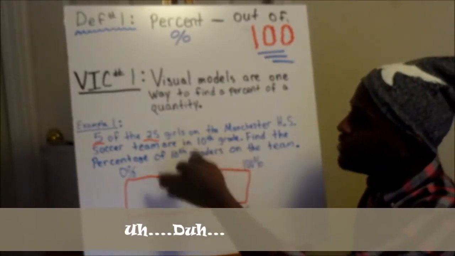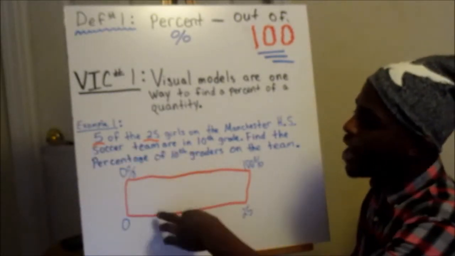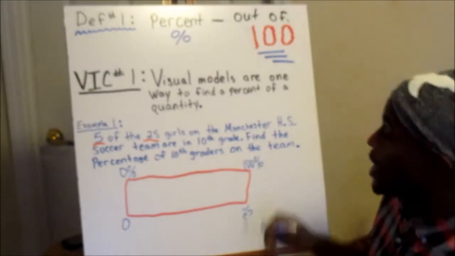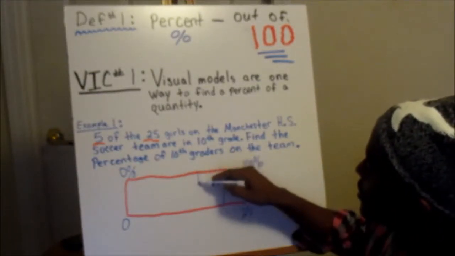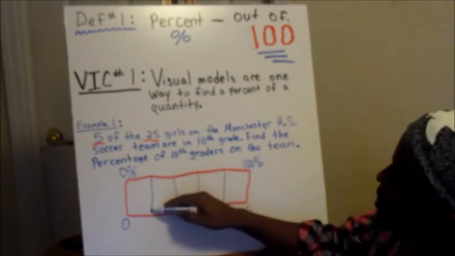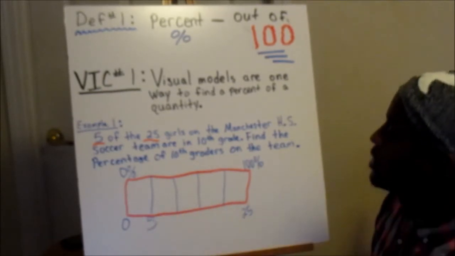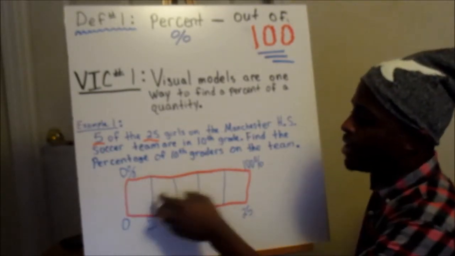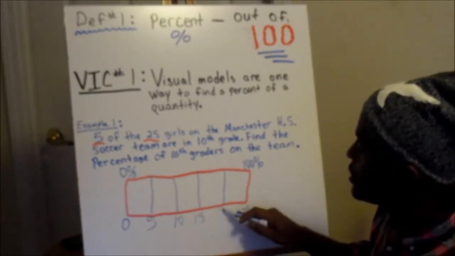Now, I need to divide this evenly into groups of 5. That way I can see how much the percentage of 5 girls would be. So I would divide my fraction bar into fifths. And this would be 5, and then we would have 10, 15, 20.